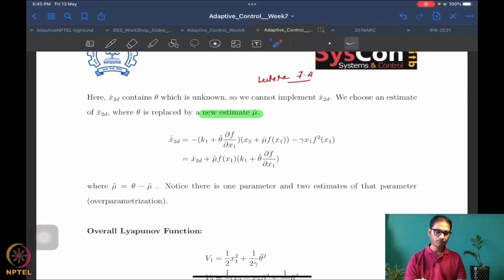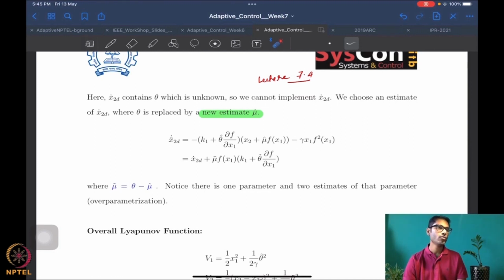Yeah, so let's look at this. x2 desired dot contains a theta. Of course, we cannot implement this, so we replace theta with a new estimate now. Because like I said, the old estimate, and please feel free to try, in fact I encourage you to try with the old estimate, you will always be left with one term in theta tilde which you cannot cancel anymore, right?